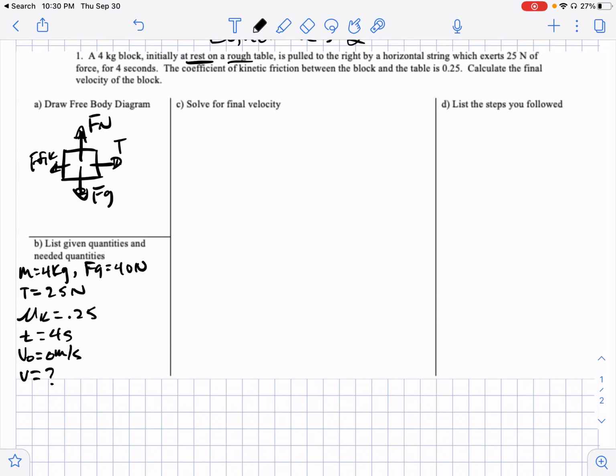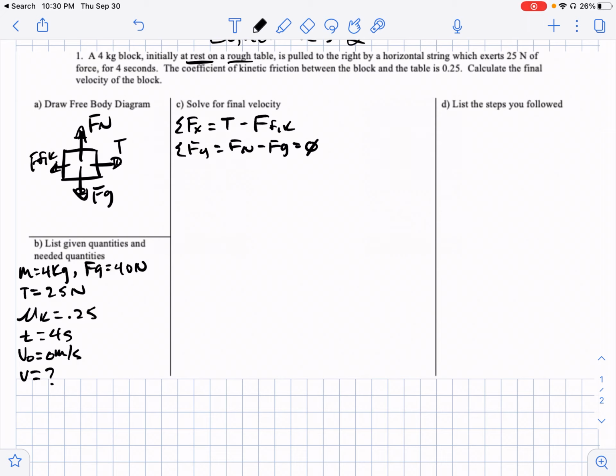So once we make our free body diagram, remember we always make our net force equations. Okay, so for my net force equation in the x direction, it's going to be tension minus my friction. And in the y direction, it's going to equal normal force minus Fg. Now, vertically speaking, we are balanced. And so there's my two net force equations. Now, the final answer we're trying to solve for is the final velocity.